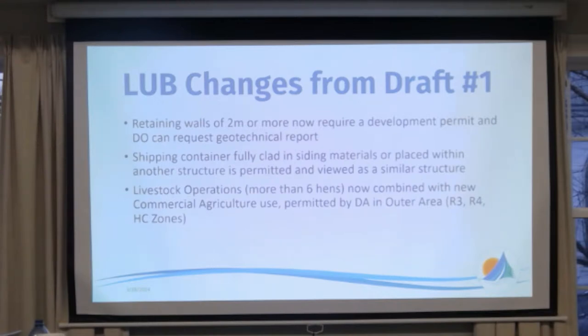Along with that, there is a new use called a commercial agriculture use that's permitted by development agreement in the outer area. If you remember the green and brown with the architectural, it's in the brown, so outside the core of the village here. So that is permitted by development agreement. Commercial agriculture includes a variety of things, but it would include if somebody was looking to keep farm animals other than the 6 chickens that everybody is allowed to have under the bylaw. So if you wanted horses or cows or more chickens, that would require a development agreement.